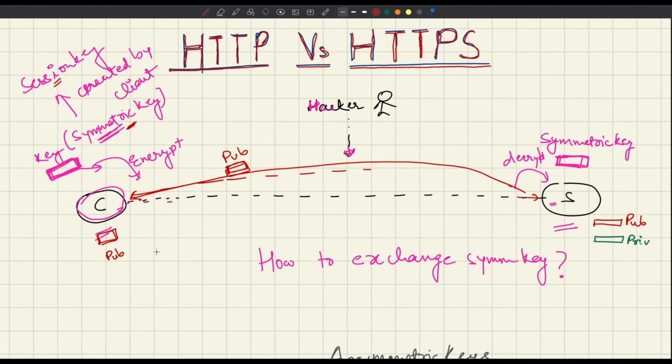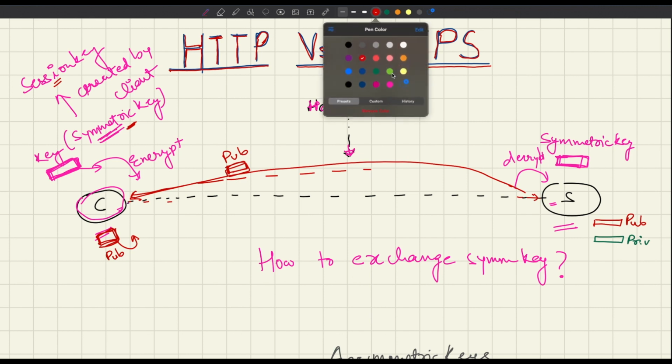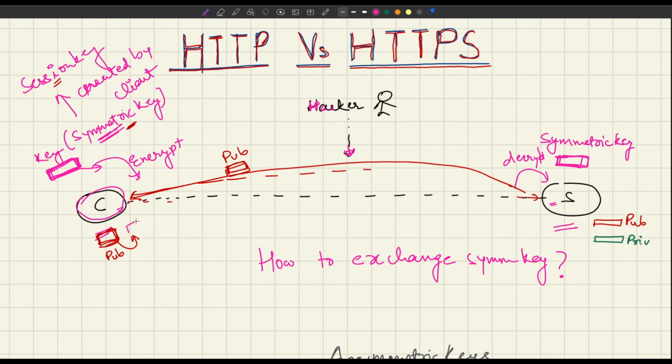Now what is client going to do? Client, using this public key, is going to encrypt the symmetric key here. So this particular symmetric key, let me draw it like this. This is the symmetric key, and that will be encrypted using the public key of the server. So inside is the symmetric key, and outside, this is encrypted using the public key of the server. Now this particular thing will be sent to the server.